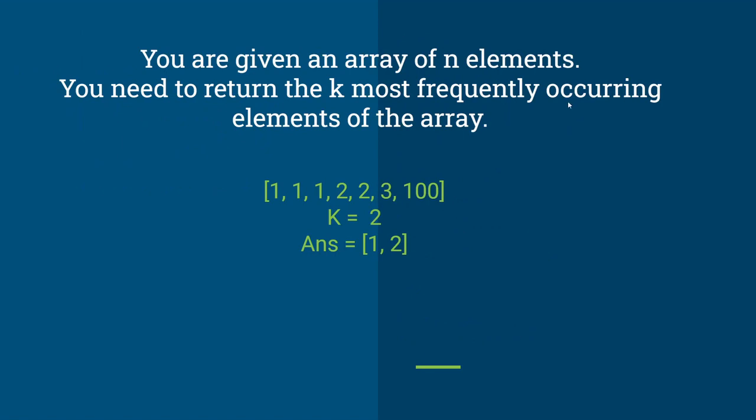You are given an array like this. As you can see here, some numbers are repeated more number of times, some are repeated lesser number of times, and some are present just once. We need to return to the user the k most frequently occurring elements. In this case, we need to return the 2 most frequently occurring elements, which are 1 and 2, right? 1 occurs 3 times, 2 occurs 2 times, and the rest of the elements occur lesser number of times. They have lesser frequency. Therefore, these 2 elements have the highest frequency, and hence these compose our answer.